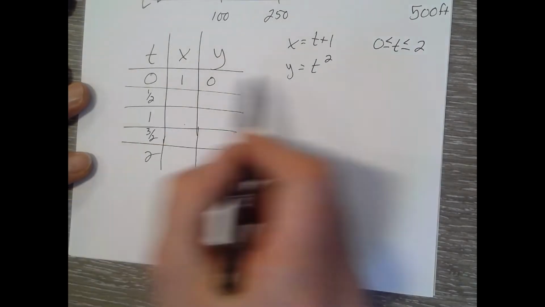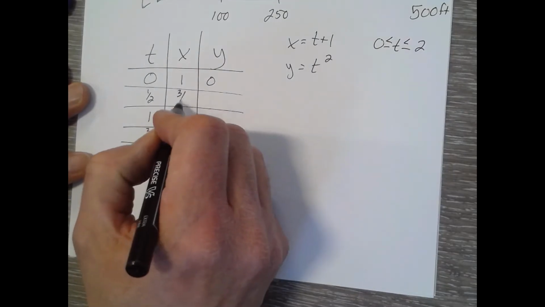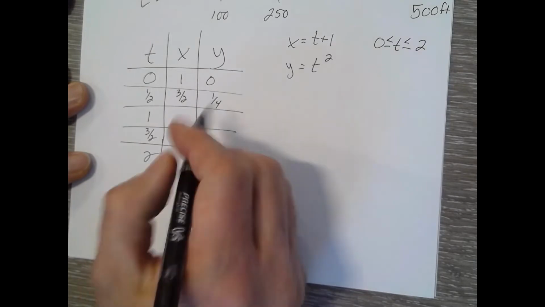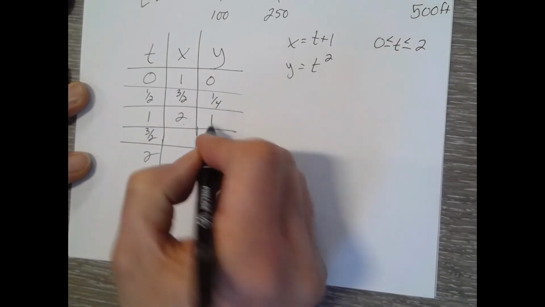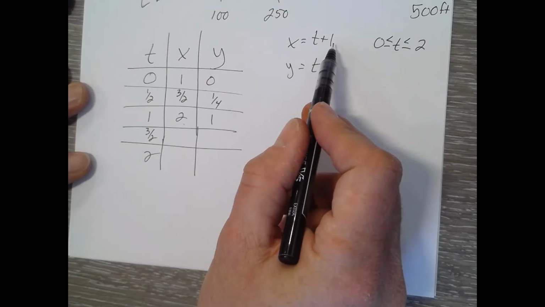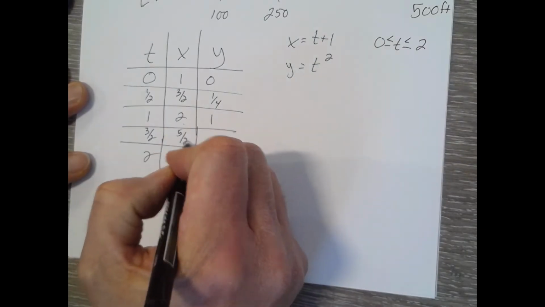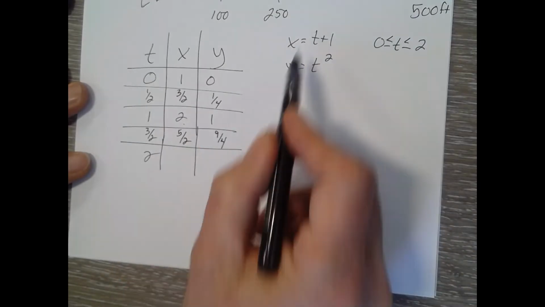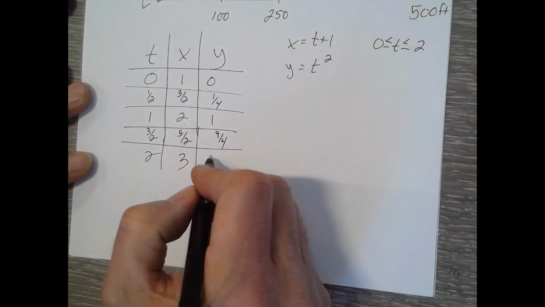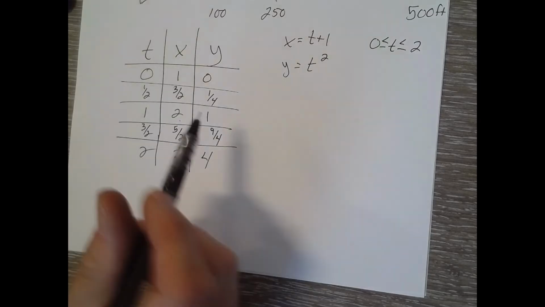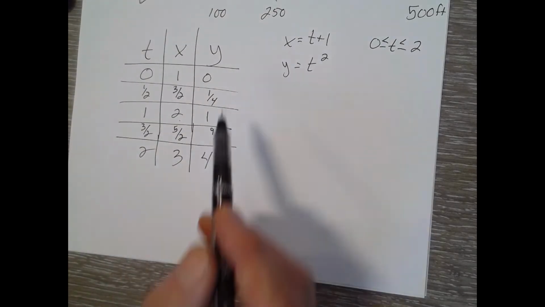Okay, 1/2 plus 1 is 3/2, comma, 1/2 squared is 1/4. 1 plus 1 is 2. 1 squared is 1. 3/2 plus 1, so 3/2 plus 2/2 is 5/2, comma, 3/2 squared is 9/4. And 2 plus 1 is 3, and 2 squared is 4. Are you with me? Okay, so we have all of those points. We have 5 ordered pairs.